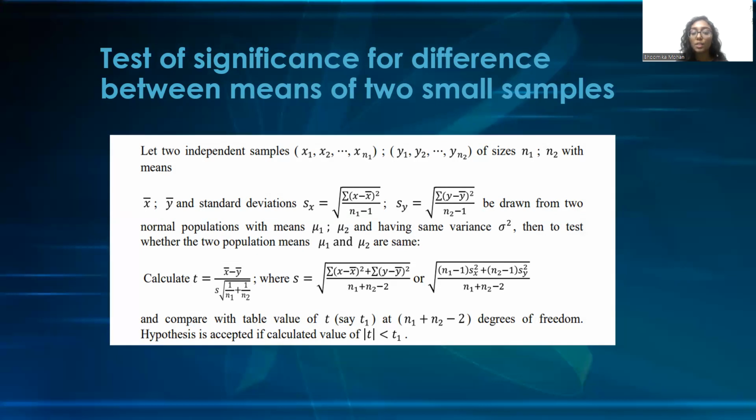Then to test whether the two population means mu1 and mu2 are same, calculate t equals (x bar minus y bar) by s into root of (1 by n1 plus 1 by n2), where s equals root of [summation (x minus x bar) whole square plus summation (y minus y bar) whole square] by (n1 plus n2 minus 2), or root of [(n1 minus 1) sx square plus (n2 minus 1) sy square] by (n1 plus n2 minus 2). And compare with table value of t, say t1, at n1 plus n2 minus 2 degrees of freedom. Hypothesis is accepted if calculated value of absolute t is less than t1.